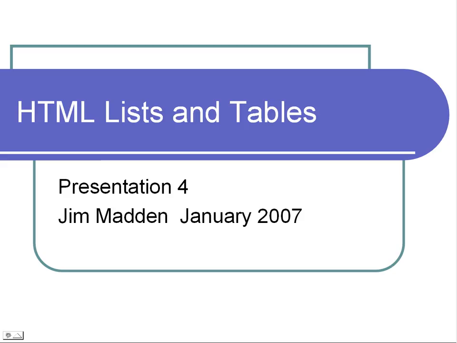HTML lists and tables. Now, up to now we've been formatting by using line breaks, and that's been giving us more lines. But at this point, HTML lists and tables are the way we're going to put things on the page in a certain formatted order, and the tables allow us to do better placement. So those are the methods we're going to use.